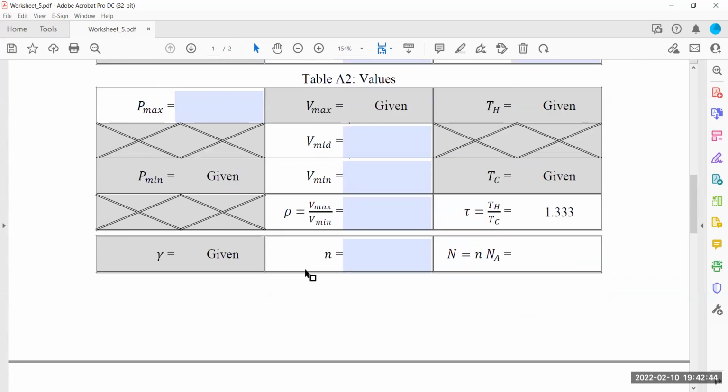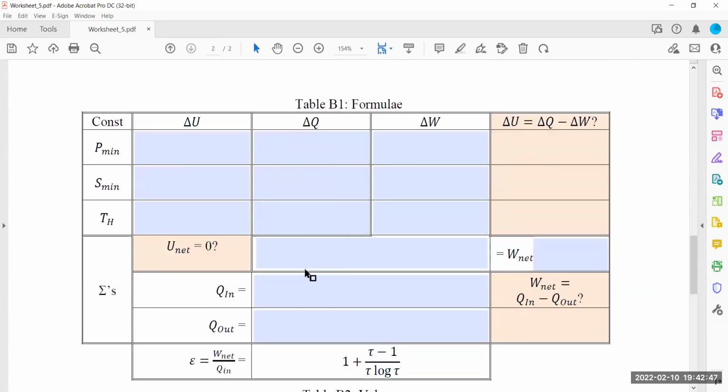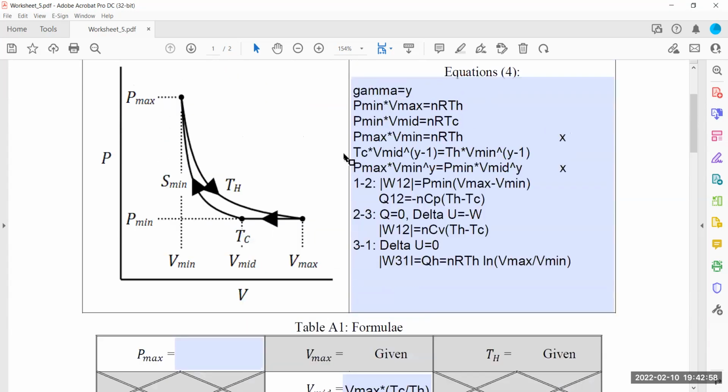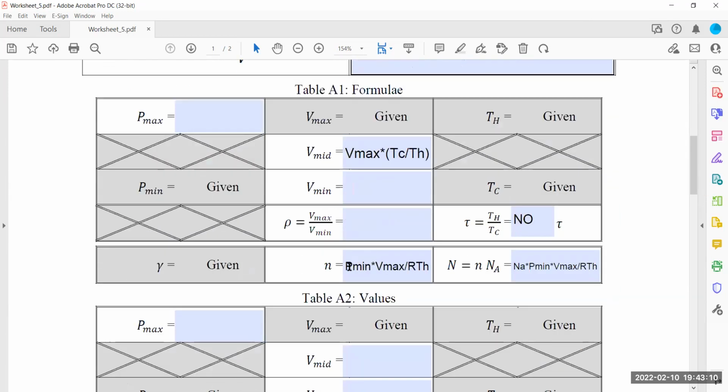Yes. Okay, very good. Now here is a task again repeated, but this time for the energies. Those are the state values. Now I want to find the delta U for the P min for this cycle. Delta U should always be N CV delta T. N I just found, it's this number, times CV. And CV you can express in terms of gamma. Remember that relationship up there: R divided by gamma minus 1.